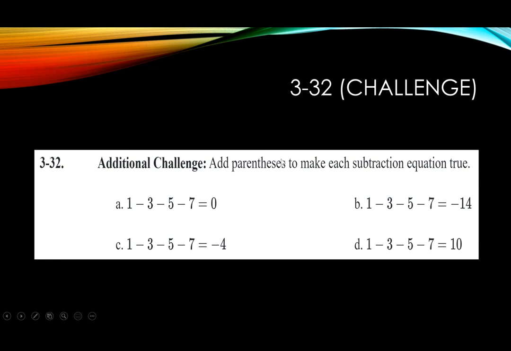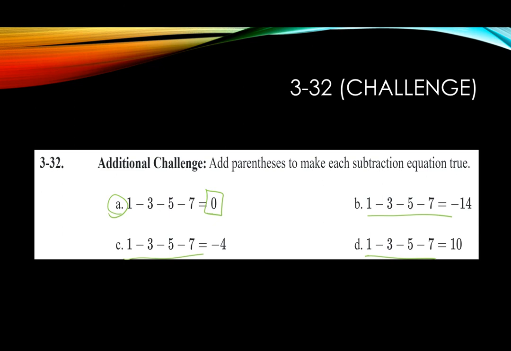Add parentheses to make each subtraction equation true. So here, there's a little bit of a challenge. We have to figure out where the parentheses would go in this problem. We're looking at problem A to make the expression equal 0. And notice we have the same numbers in each of these expressions. They don't change. And so 1 minus 3 minus 5 minus 7.